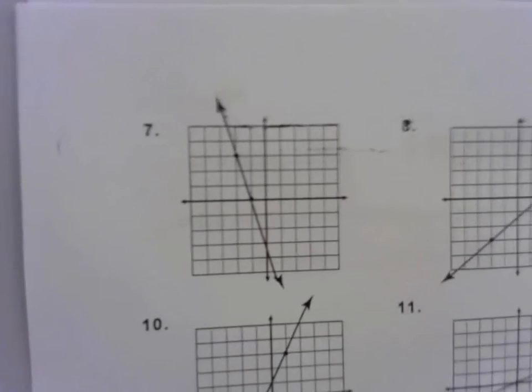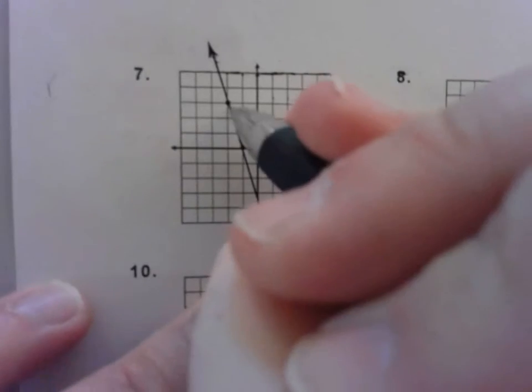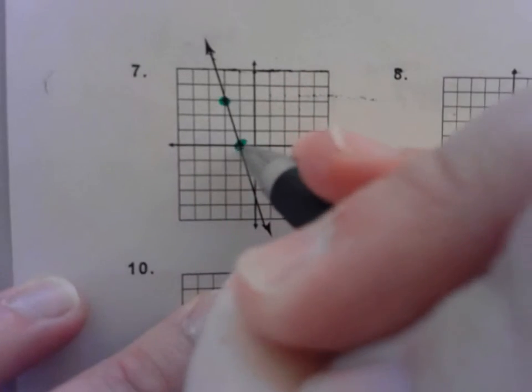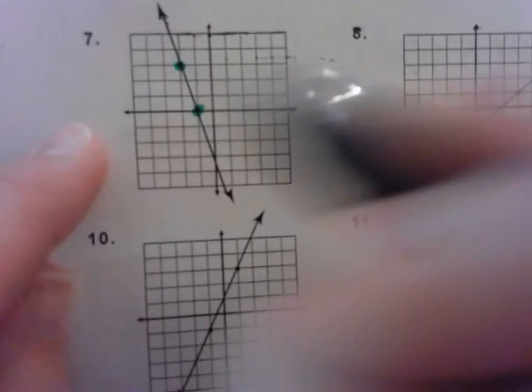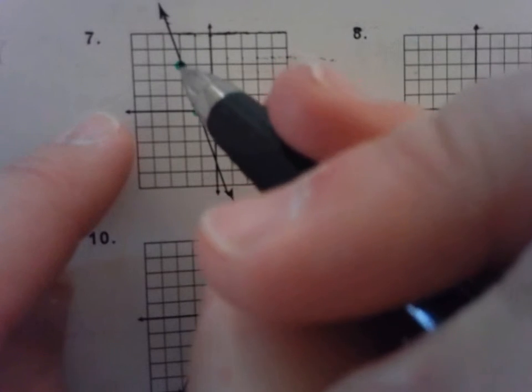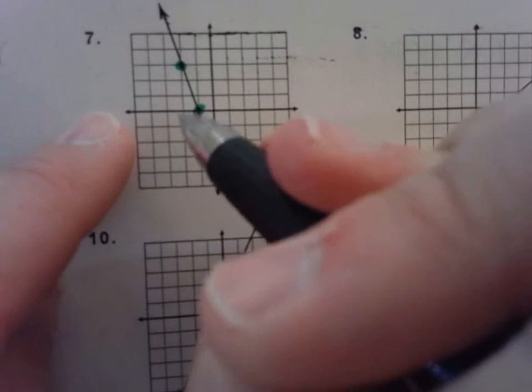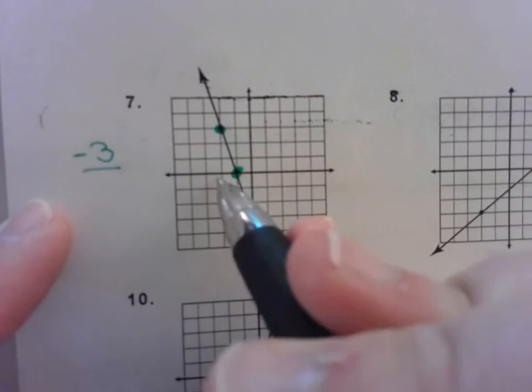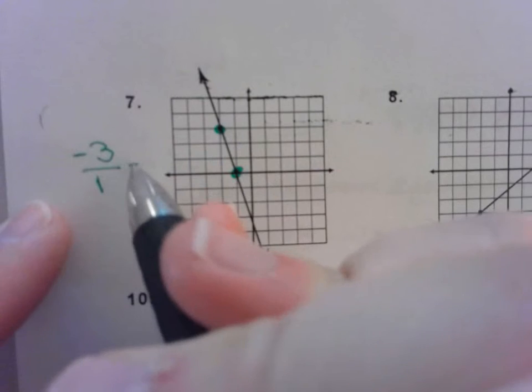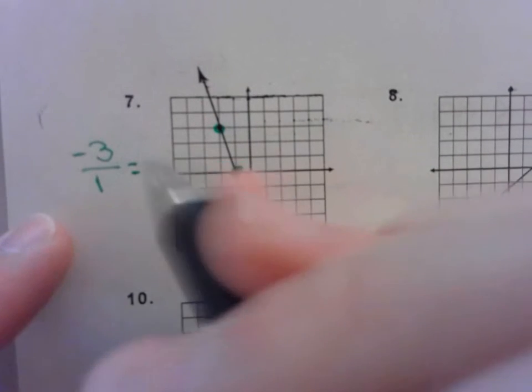Now let's look at 7. If I look at 7 real quick, just by looking at it, I know it's going to be what? Negative, because it goes downhill, so don't make these harder than they are. You can tell half of the answer just by looking at it, and it's negative. Start from the left point. I go down 1, 2, 3. So negative 3. I go right 1, so it's a positive 1. Negative 3 over 1.